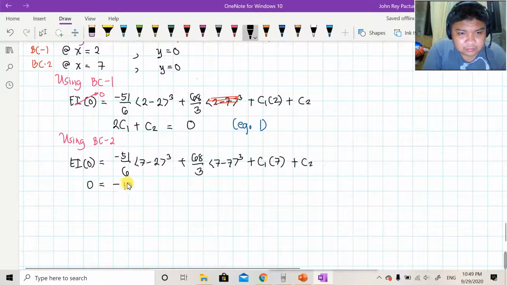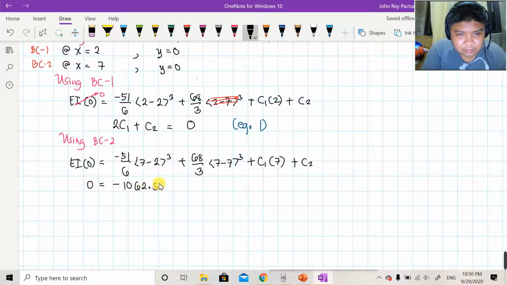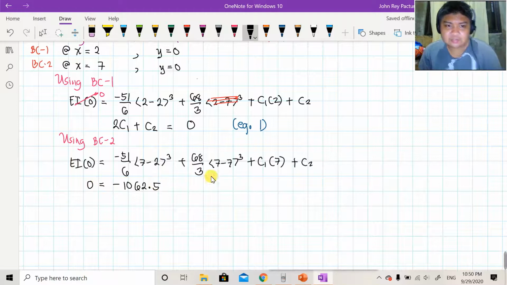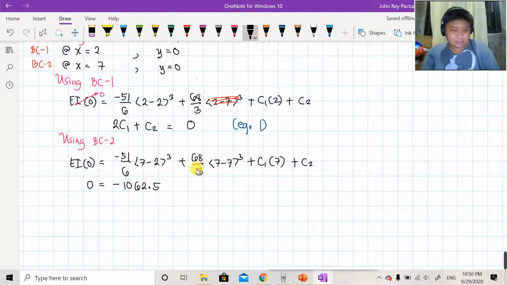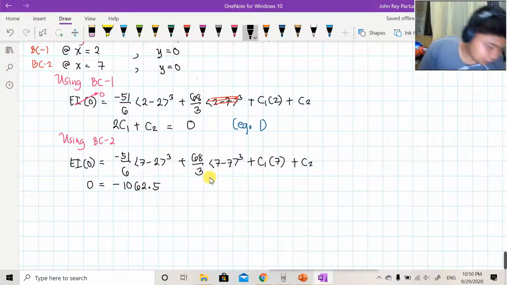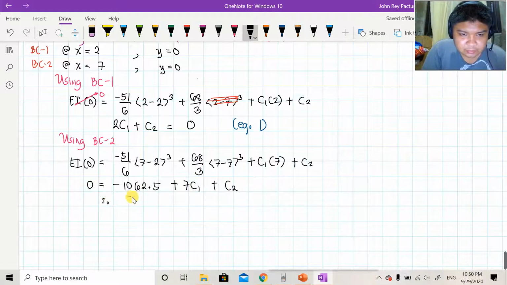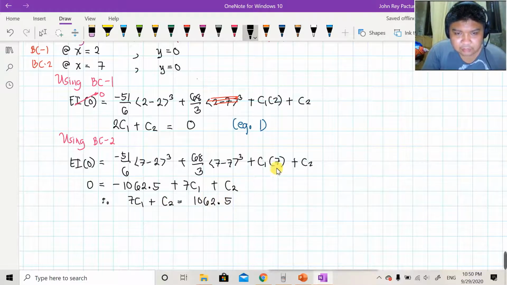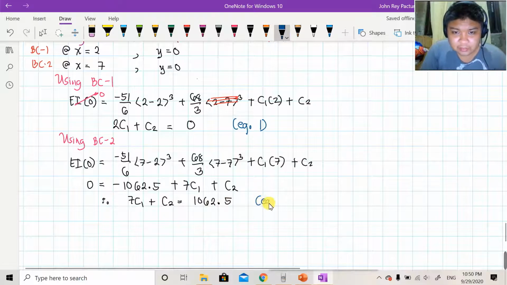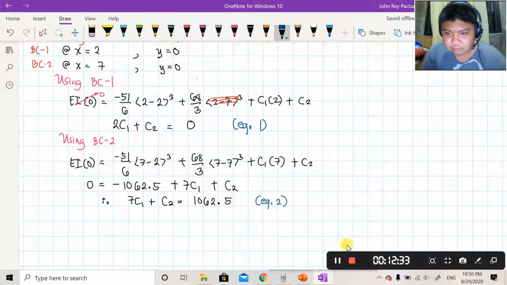0 equals negative 1062.5. Halata naman na this will be cancelled out kasi nga in the first place, magiging 0 na siya. Okay? So, plus C1 or plus 7C1 plus C2. So, therefore, 7C1 plus C2 equals 1062.5. So, we already have our equation number 2.